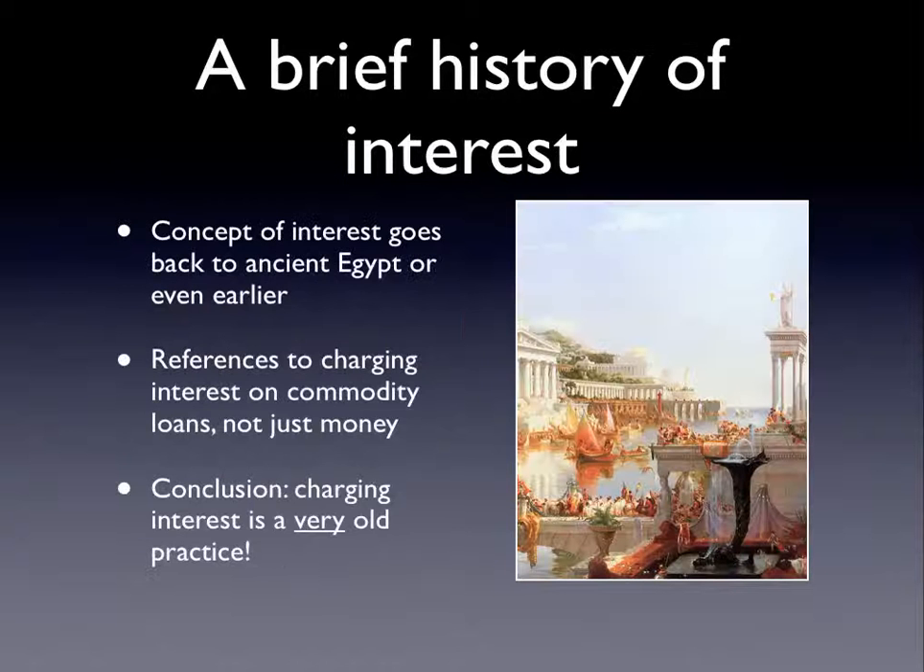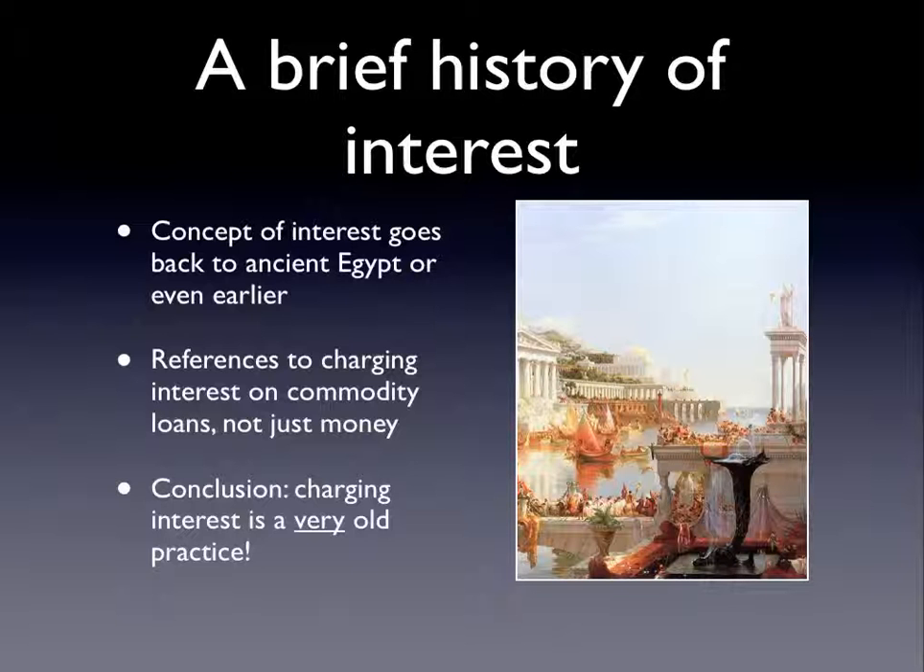Now, that these books of the Bible, including the books of Moses, mention interest, suggests that it has far earlier roots, definitely back as early as ancient Egypt, and possibly even earlier. And there's references in very, very ancient texts regarding charging interest on commodity loans, not just on loans of money. So if I borrowed a bushel of wheat from you, or if I borrowed 5 bales of hay, that I would have to pay some interest on that.